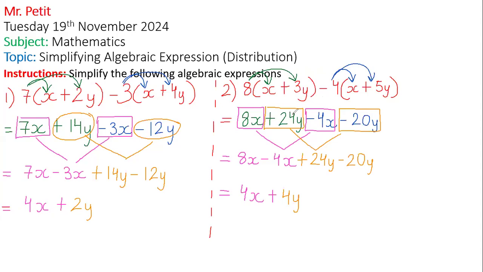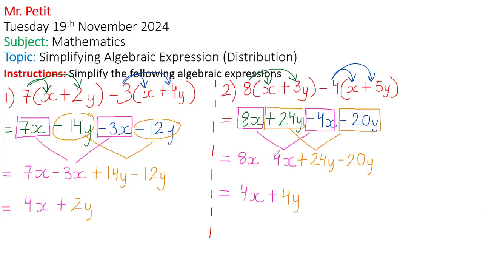Yes, sir. Good. Then we say 8x, we group the like terms. So we say 8x minus 4x, so we have to subtract. So 8x minus 4x, right? That makes sense. And then we say 24y minus 20y. Does that make sense? Yes, sir.